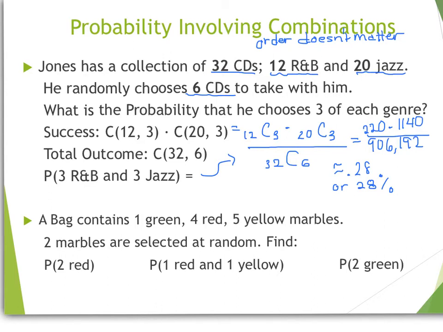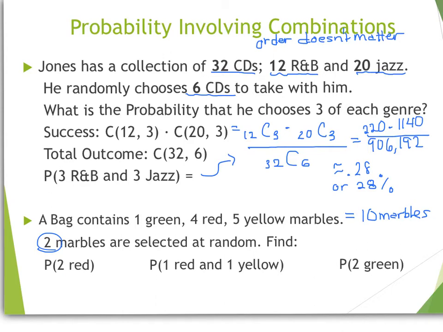Okay, so now we're going to look at a bag containing marbles. And so we have 1 green, 4 red, 5 yellow. So the first thing we want to know is our total sample space, which is 10. So you have 10 marbles in this bag. And we're going to look at if we reach inside the bag and we're grabbing 2 marbles at the same time. 2 marbles are selected at random, and we want to find the probability of choosing these different combinations.